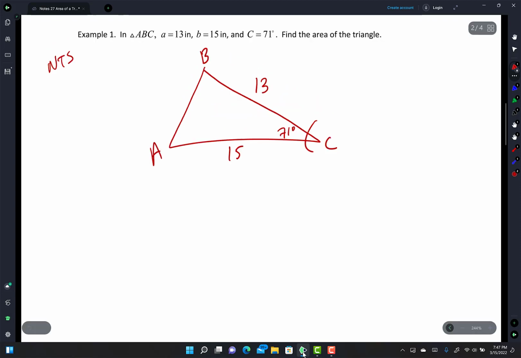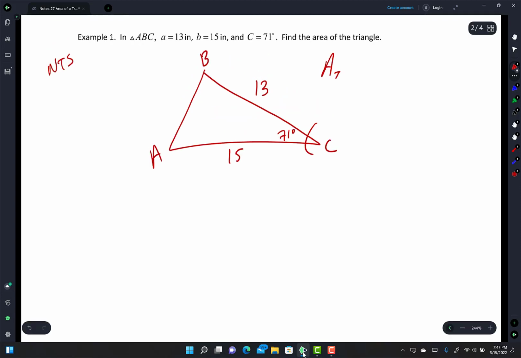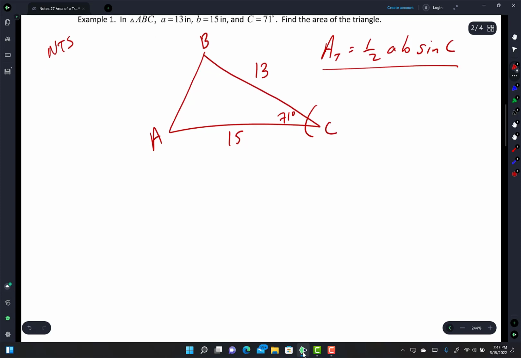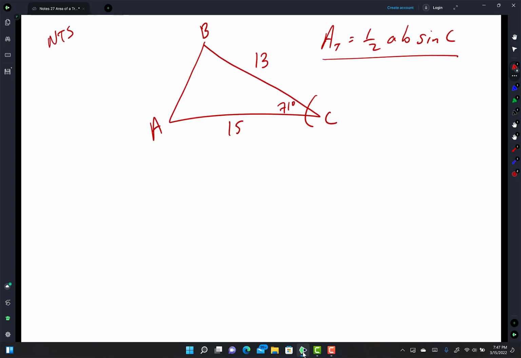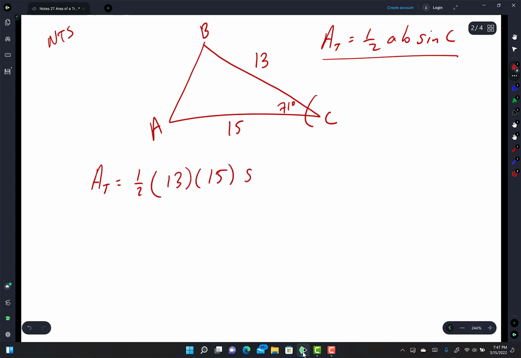So there it is. The area of this triangle is 1/2. If you wanted to write it in letters, you can write 1/2 A, B, sine C. And we probably could have just written the formula, but I know a lot of you are visual. So the area of this triangle is 1/2 times, let's see, which one is the B? Which one's the A? The 13 times the 15. It really doesn't matter. It's all product anyways. Sine of 71 degrees.